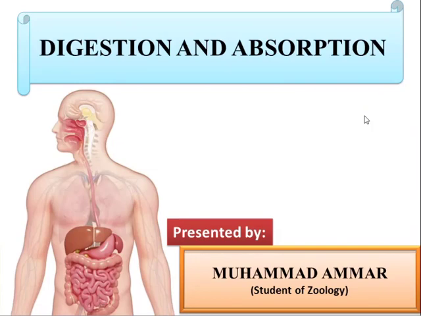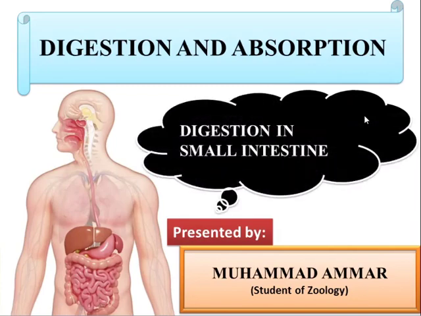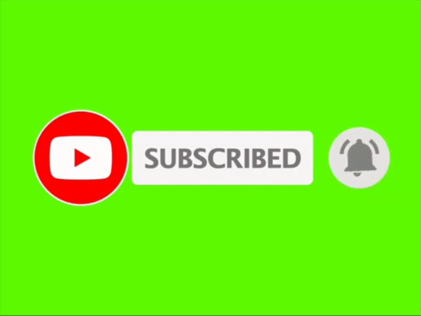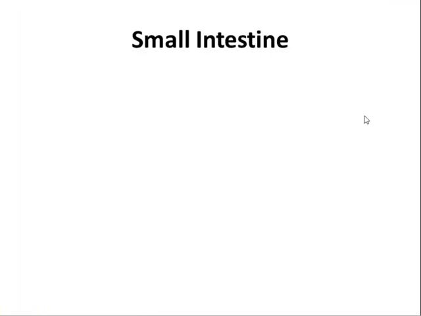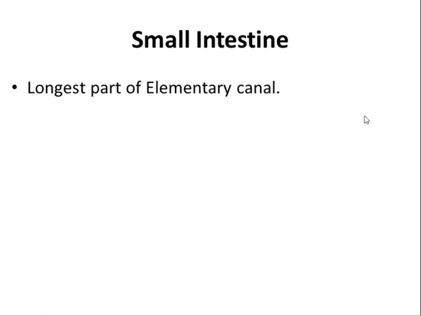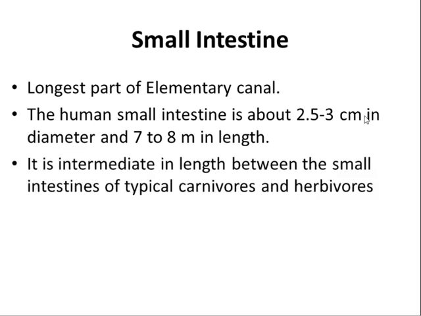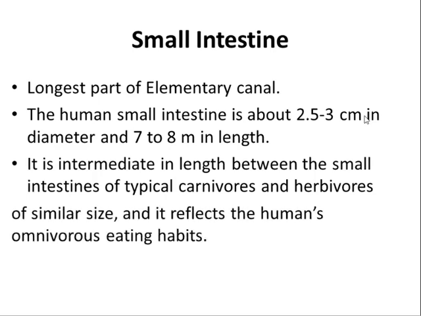In this video tutorial, I am going to talk about digestion in the small intestine. The small intestine is the largest part of the alimentary canal. In humans, the small intestine is about 2.5 to 3 cm in diameter and 7 to 8 meters in length. It is intermediate in length between the small intestine of typical carnivores and herbivores of similar size, and it reflects the human's omnivorous eating habit. So, its length may differ.